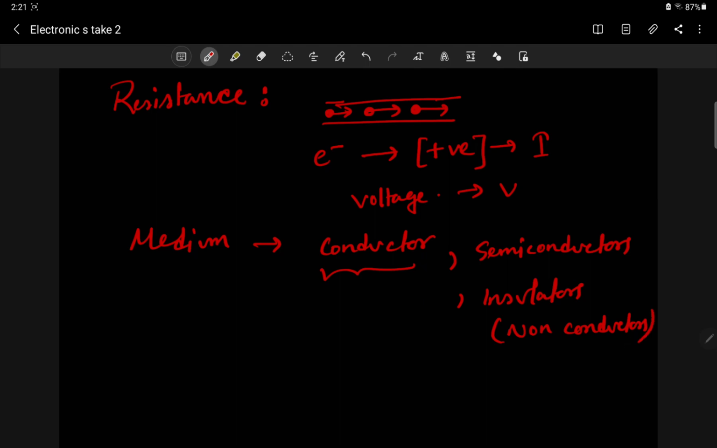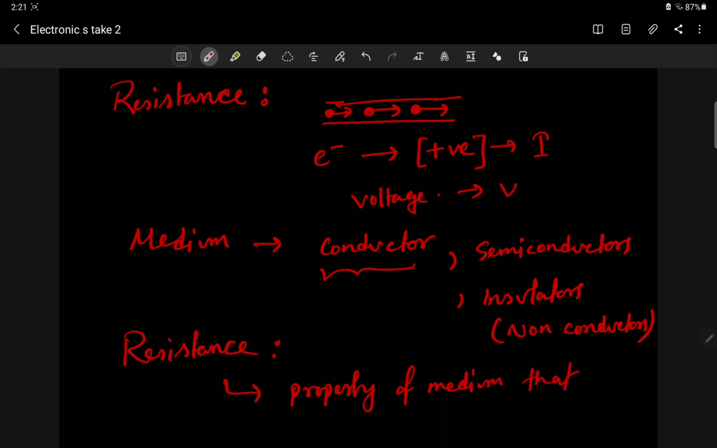So basically, resistance is the property of the medium that resists the flow of electrons.